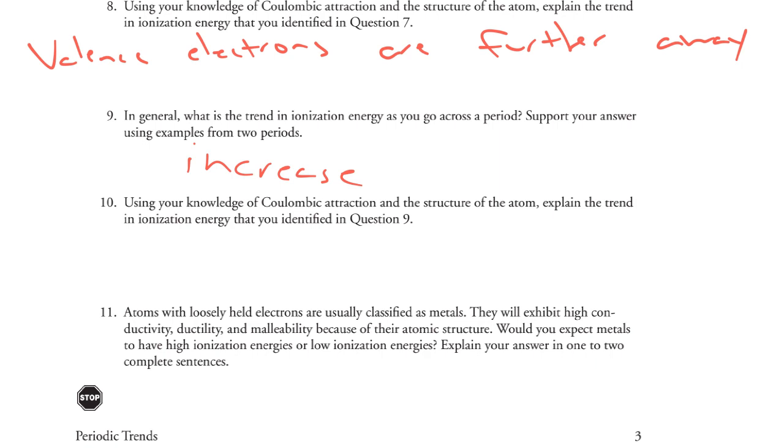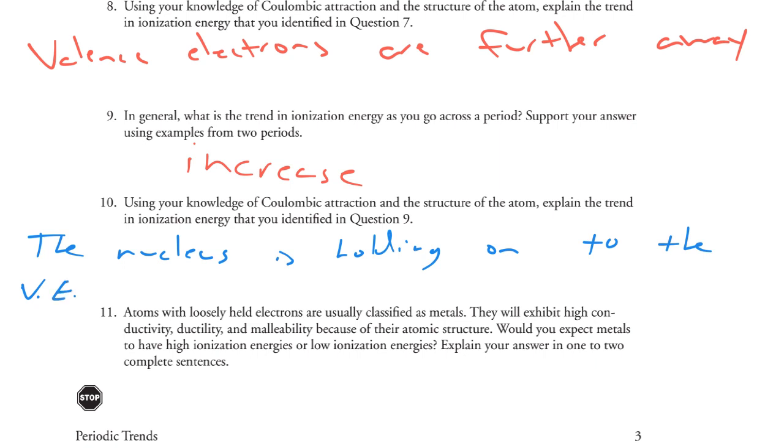So now using our knowledge of Coulombic attraction, can we explain that? So all we need to say is that the nucleus is holding on to the valence electrons stronger and stronger as we move across a period. VE will be our abbreviation for valence electrons.